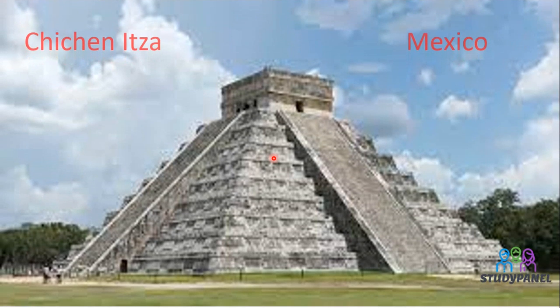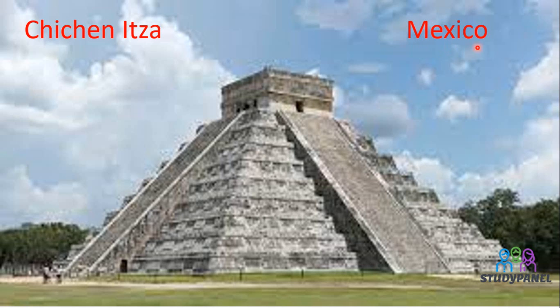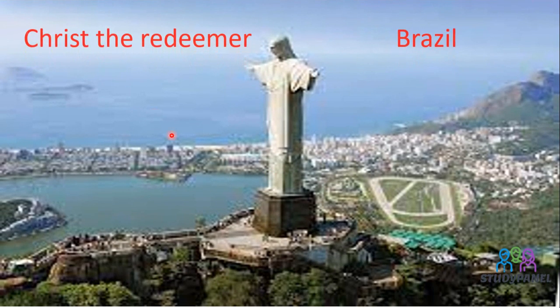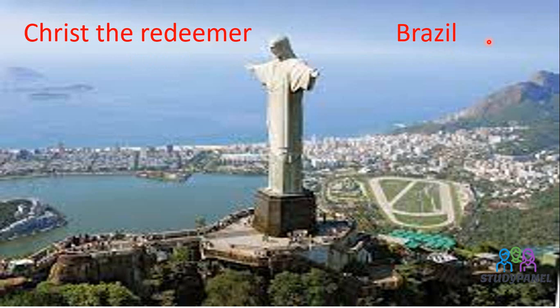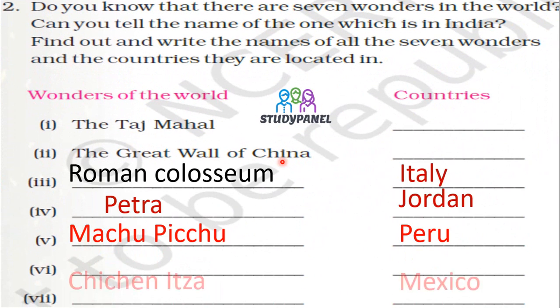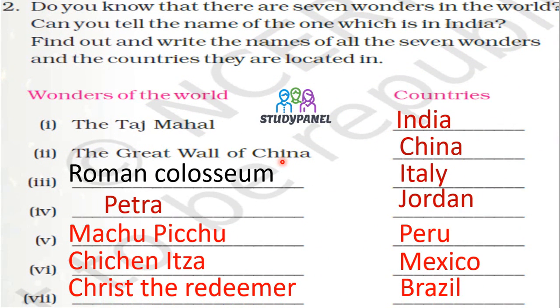This one is Chichen Itza in Mexico. This one is Christ the Redeemer in Brazil. This is a statue of Jesus Christ. So these are the total 7 wonders of the world. Okay, so you can write it in your notebook. There is no need to draw this.